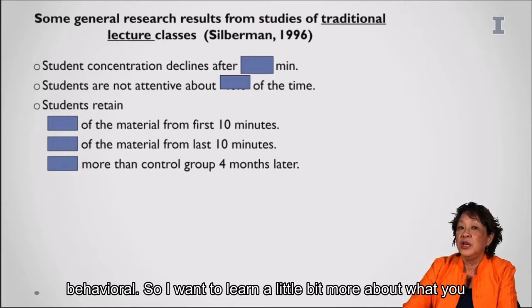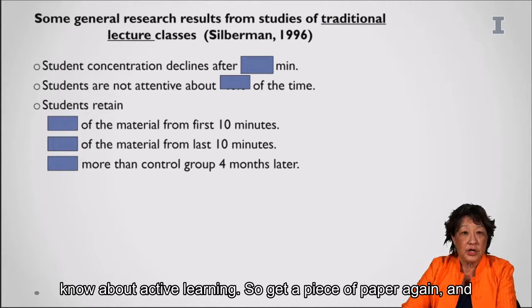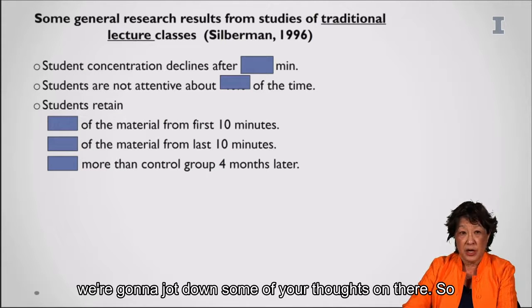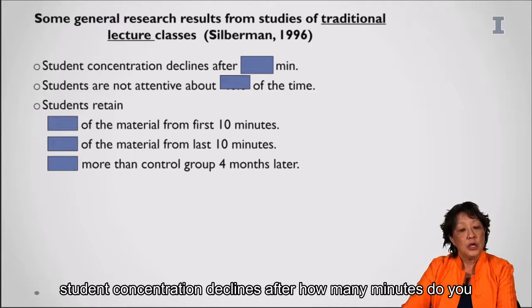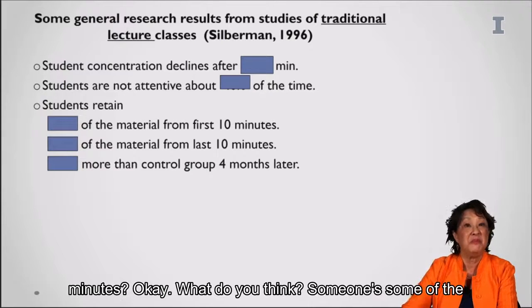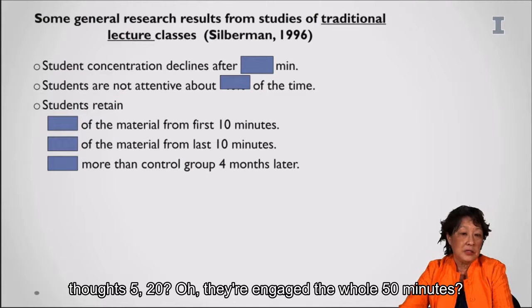So I want to learn a little bit more about what you know about active learning. So get a piece of paper again, and we're going to jot down some of your thoughts. So student concentration declines after how many minutes do you think? Now this is a traditional lecture class. Imagine maybe 50 minutes, okay? What do you think? Some of the thoughts? 5, 20. Oh, they're engaged the whole 50 minutes?